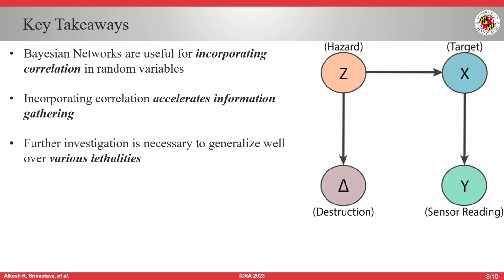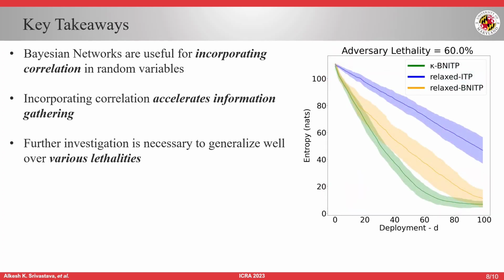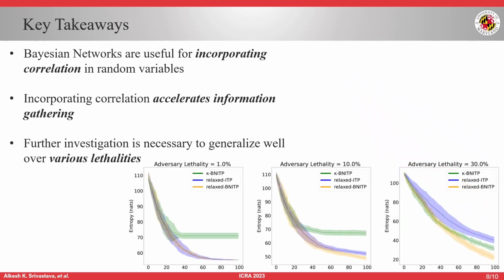Bayesian networks are useful for incorporating correlation in random variables, as we can see that we used this Bayesian network knowledge and we were able to incorporate the correlation in random variables. Incorporating correlation accelerates information gathering, as was shown in the previous slide, that when the adversary lethality is like 60%, then the information gathering is really nice, and it's better than the previous algorithm. So that's a good thing, that correlation does work. However, further investigation is necessary to generalize well over various lethalities.